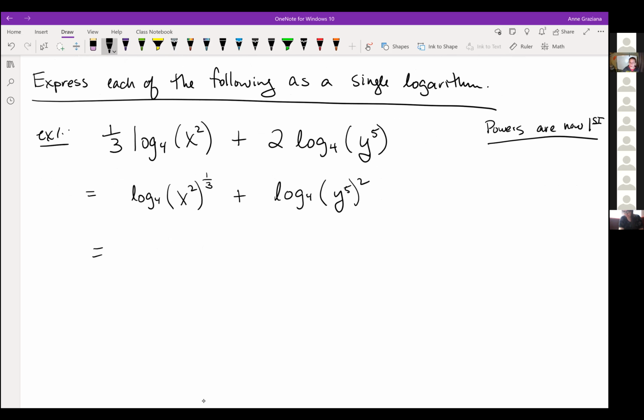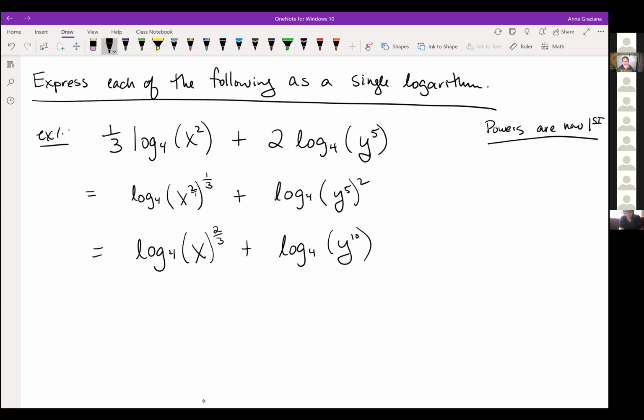Now we have to remember what our rules are with exponents. If I have a power raised to a power, what do I do with them? What do I do with that 2 and 1/3? And everybody said all together at one time, we multiply. So this is log base 4 of x, 2 times 1/3 is going to be 2/3, plus log base 4 of y to the 10th.